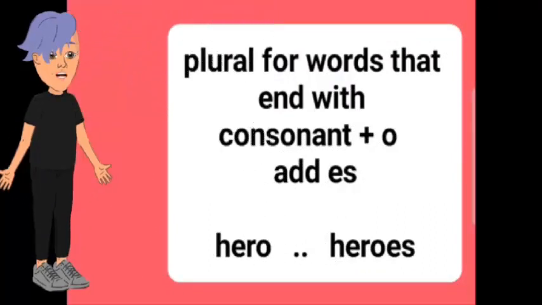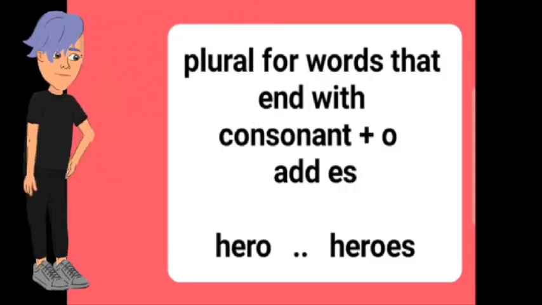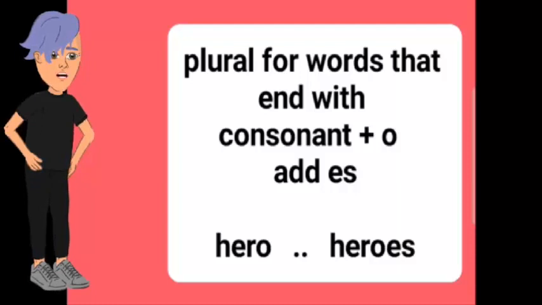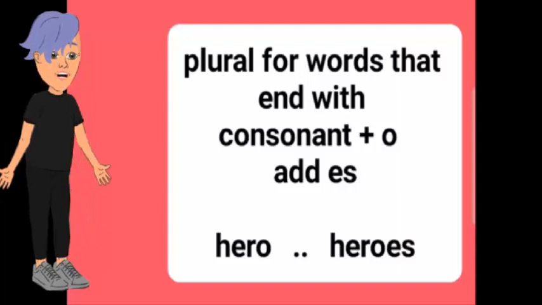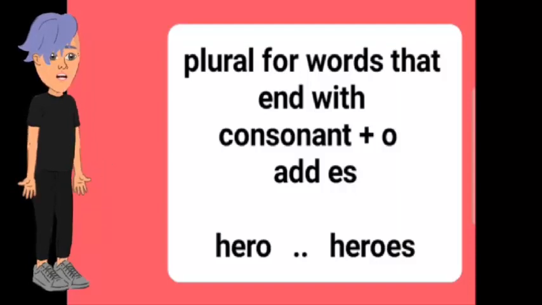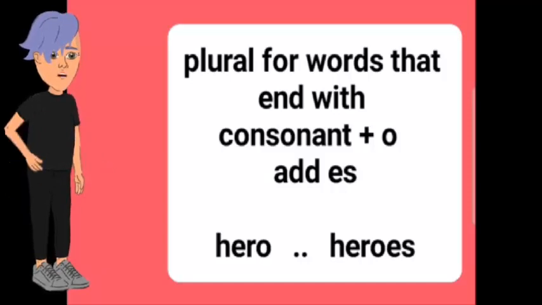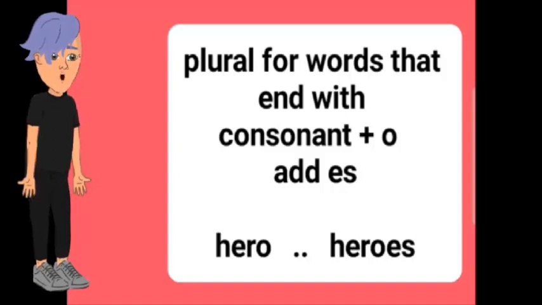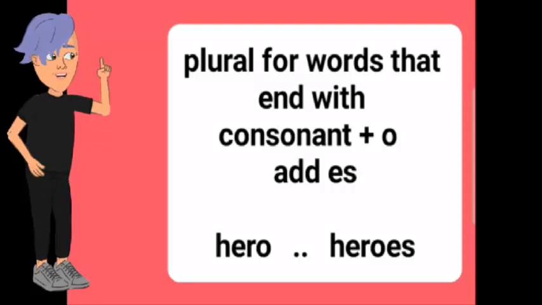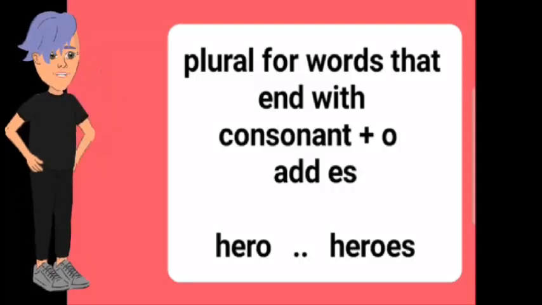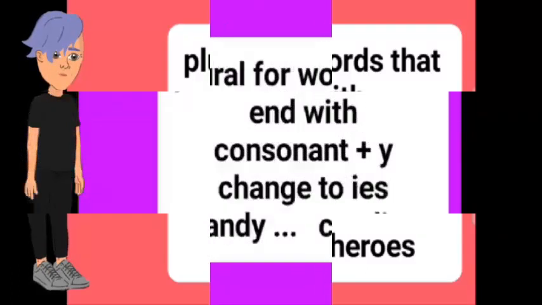Plural for words that end with a consonant plus the letter O: we add ES, like hero becomes heroes. As we said before, consonants are all the letters in the alphabet with the exception of the vowels, which are A, E, I, O, U. So a consonant plus a vowel, which is O, when you want to make them plural, like hero. We have a consonant, which is R, and then O is the vowel. Hero, you want to turn it into plural, you add ES. So hero becomes heroes.